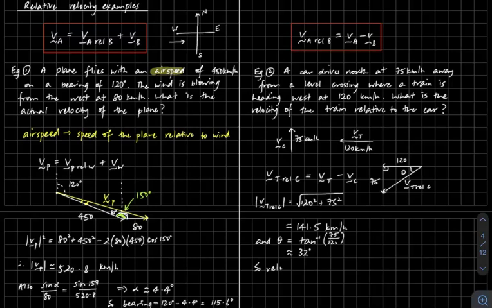So let's make a statement. Velocity of train relative to car is 141.5 kilometers per hour. And what would that be? 32 degrees south. So at a direction of 32 degrees south of west.